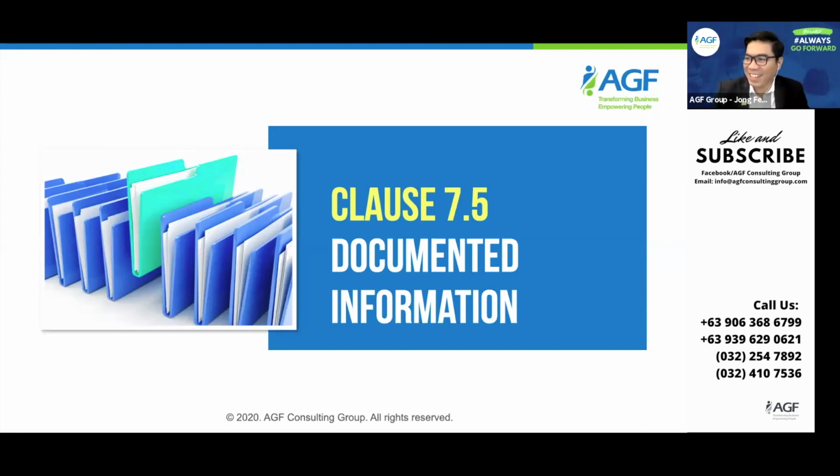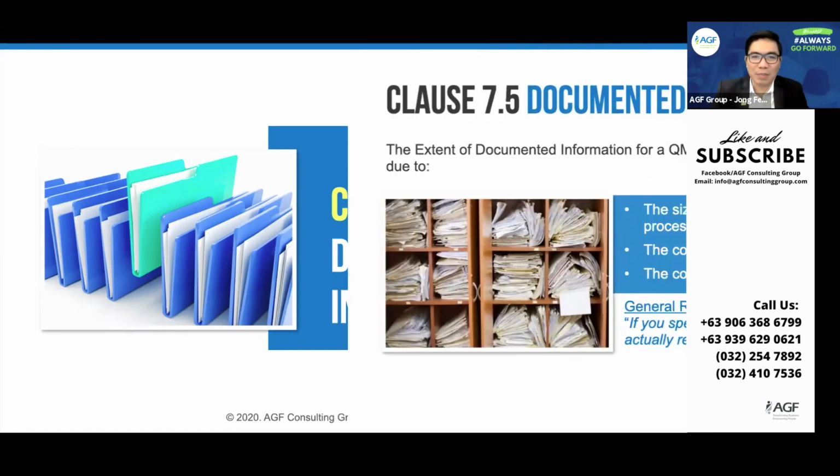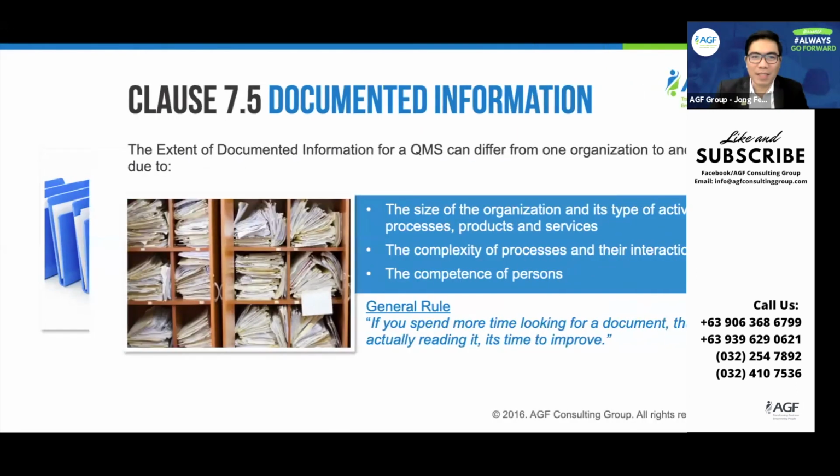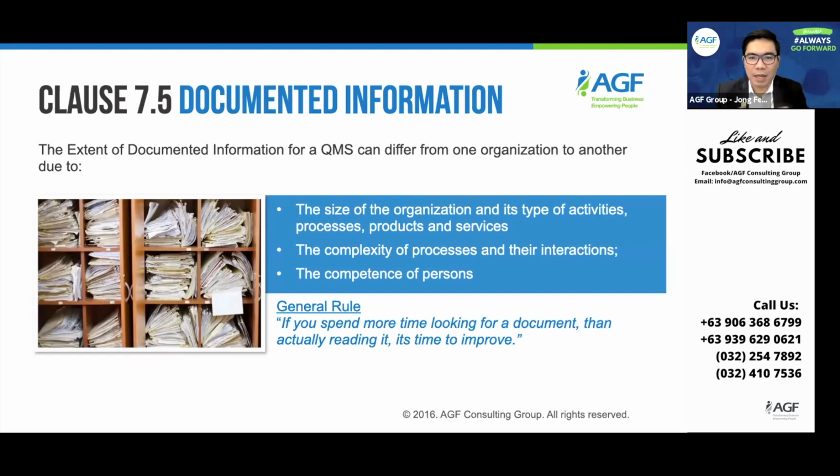Okay, so 7.5 is documented information. So look at this. According to 7.5, it all matters. Depends on the size of the organization. So I mentioned earlier the complexity of the process, right? So it all depends. So you cannot compare your documentation with another organization, because we all come from different sizes and types of activities. You have different products and services. Your documentation will vary from one organization to another. But two things are important here: first, complexity of the process; second, competence of the person. This dictates the amount of documentation you need to have.